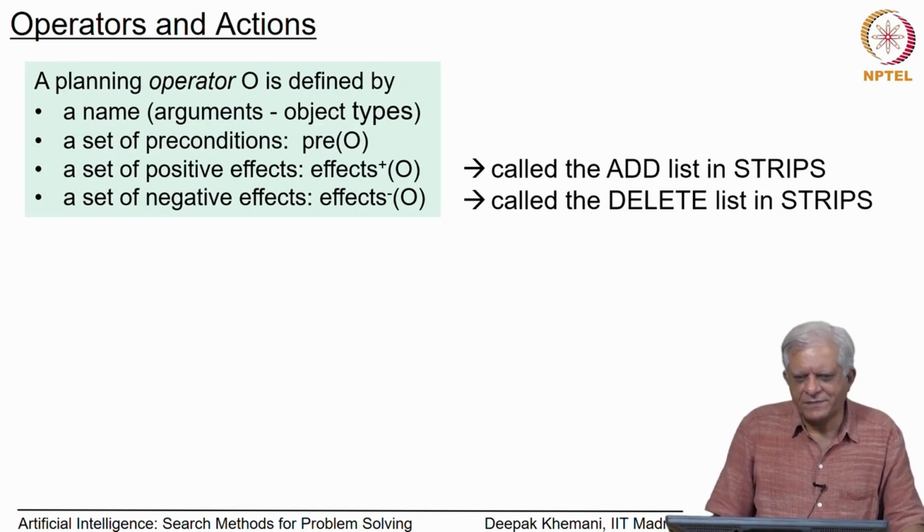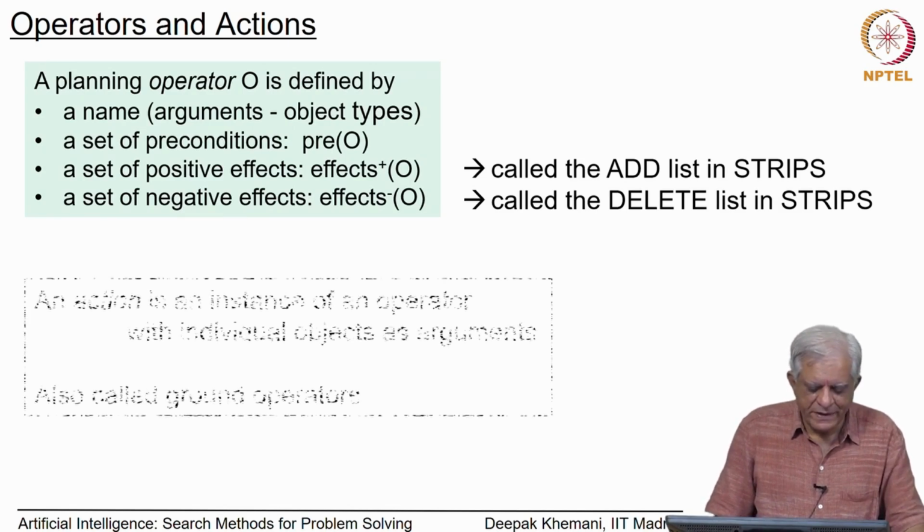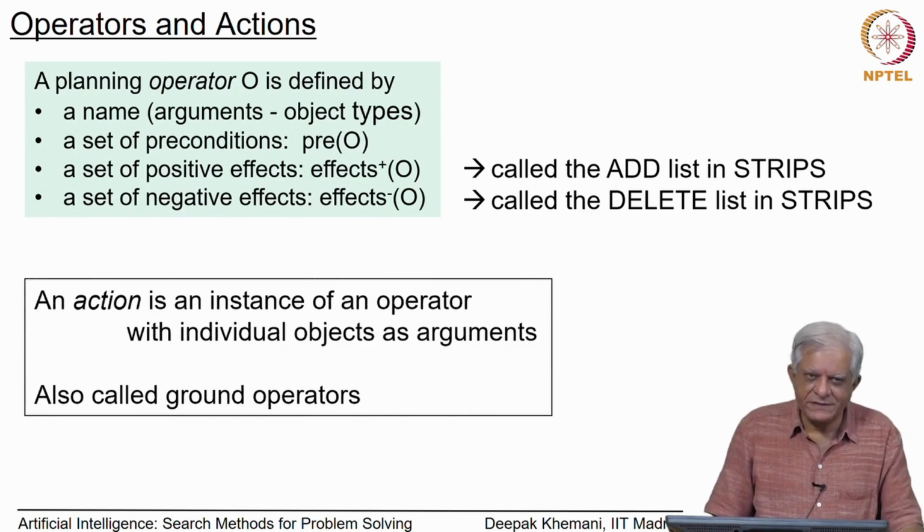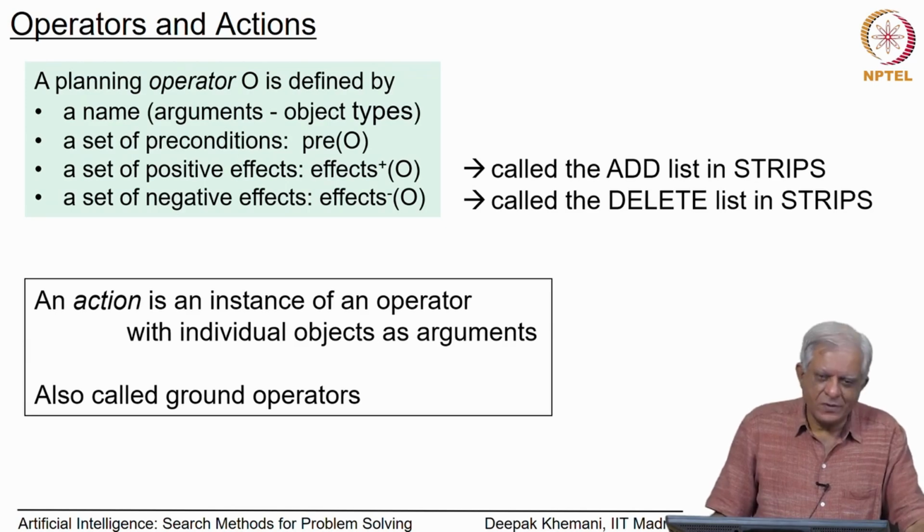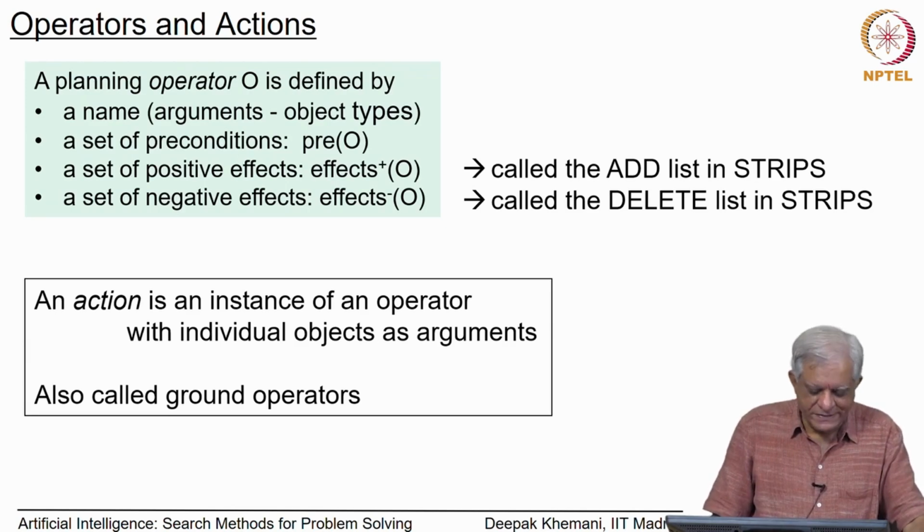So, you can see that an operator essentially gives you a complete description of when that operator can be applied, what the conditions should be for it to be applied, and what will be the conditions after the operator has been applied. So, essentially it takes you from one state to another state. As I said, an action is an instance of an operator where you substitute the variables with real objects. So, instead of x you might say block A and so on, and these are also sometimes called ground operators, ground in the sense that they do not have any variables in them.